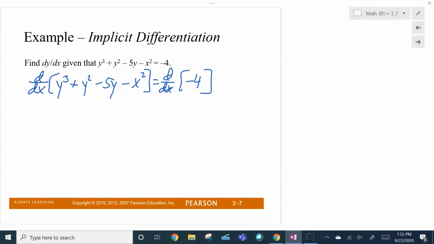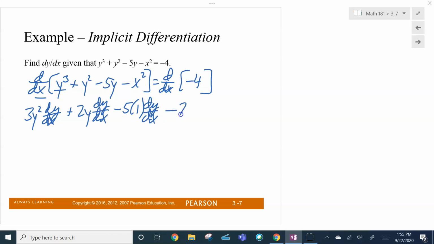So variables do not agree, right? So I run the derivative, tack on the chain rule, so dy dx. Run the derivative here, 2y to the 1 power, chain rule, minus 5, derivative of y is 1, chain rule, variables disagree, minus, take the derivative of negative x squared, so negative 2x. Over here we got 0.